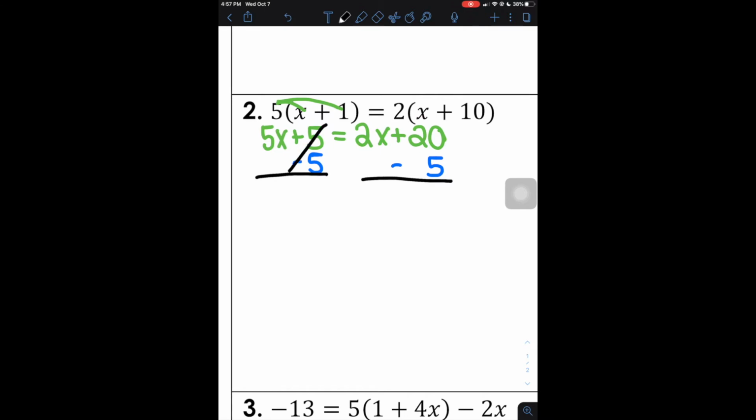This is going to cancel out because these are inverses. So we would get 0 because that's plus 5 minus 5. And that would just give us 0. So now I have 5x on this side is equal to 2x plus 20 minus 5, which is 15. So I'm just going to write 15 there because I know 20 minus 5 is 15.